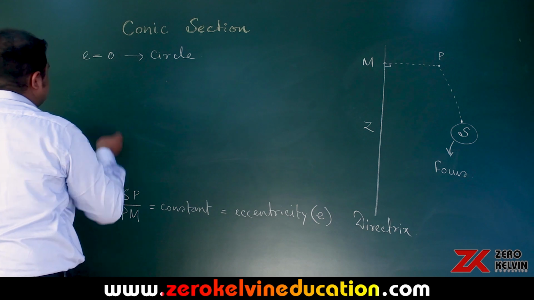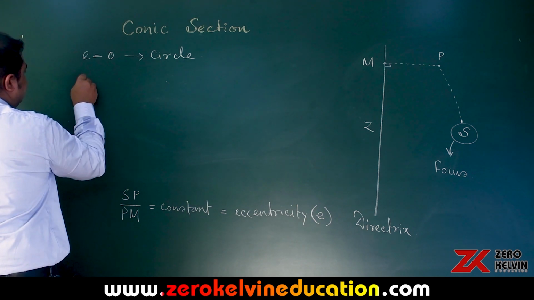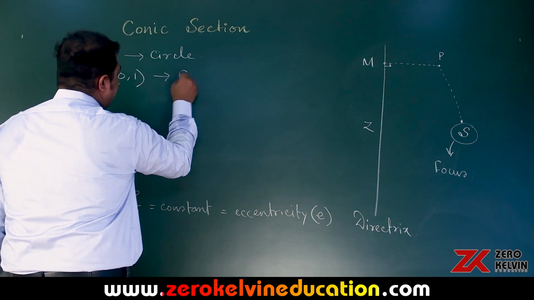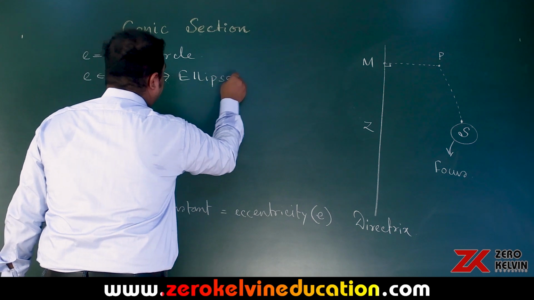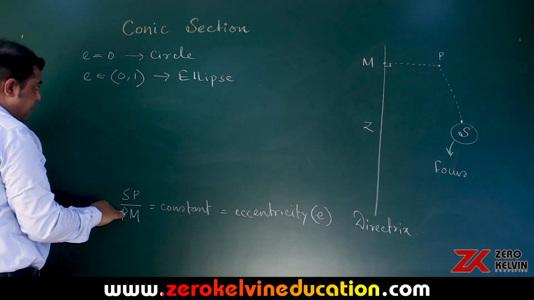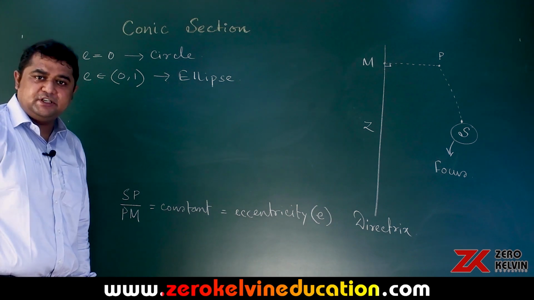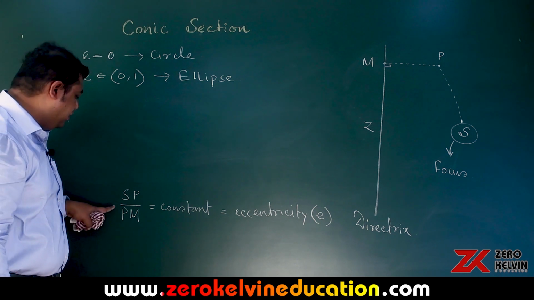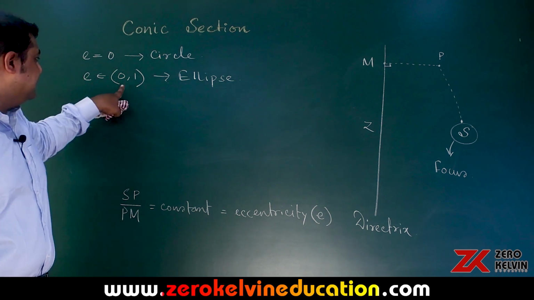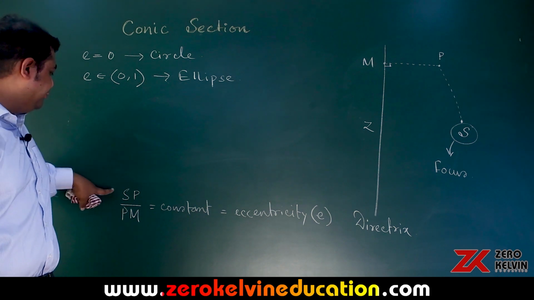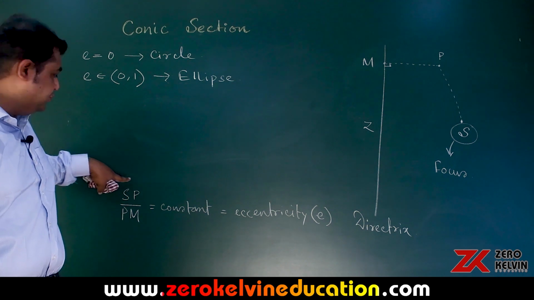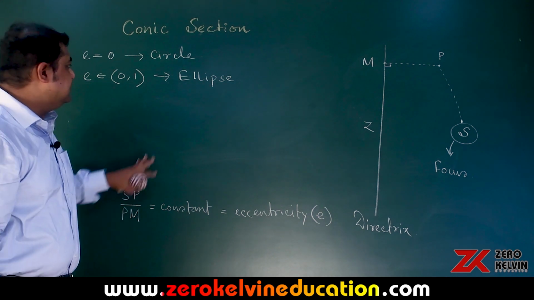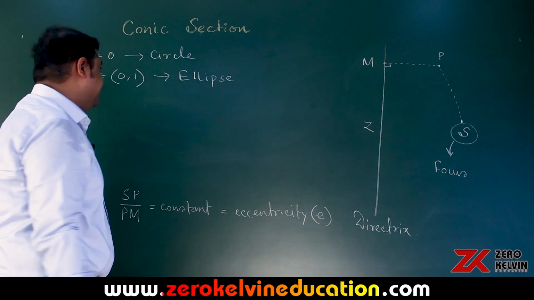Next part, if we consider that the value of eccentricity is in the open interval 0 to 1, that gives us an ellipse. That means SP by PM is something positive but less than 1. It is always supposed to be non-negative as we are addressing the ratio of two distances. Now, this ratio of distances is less than 1, so we can expect the movement of P to be closer to S in comparison to its distance from the directrix, which is generating us a closed diagram of an ellipse.